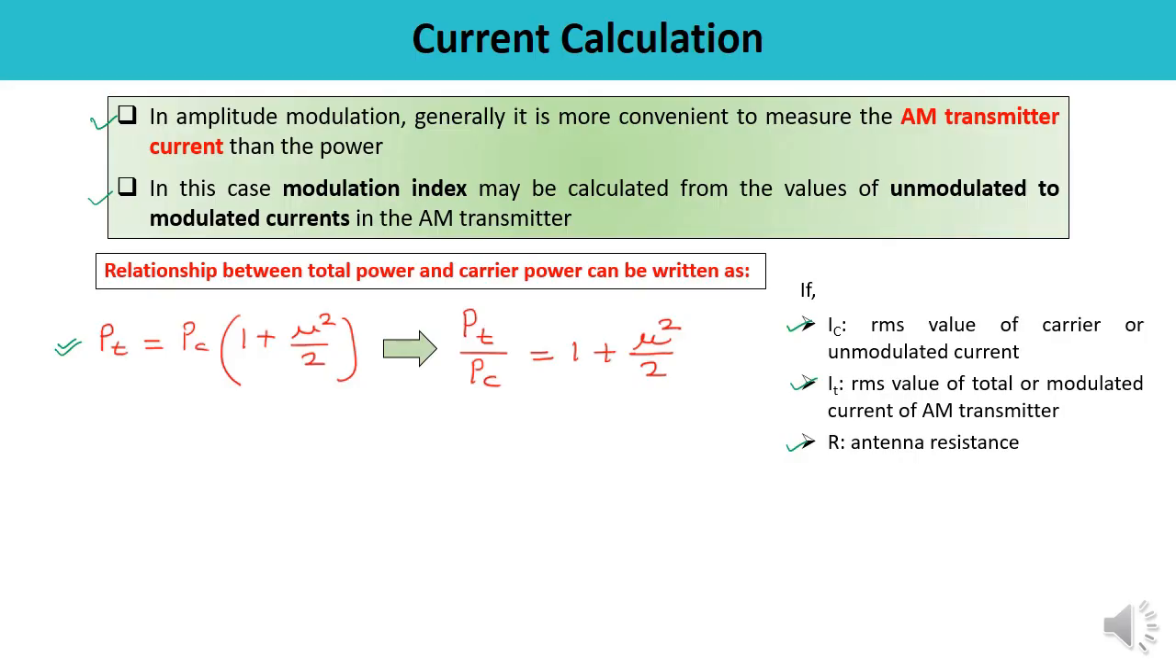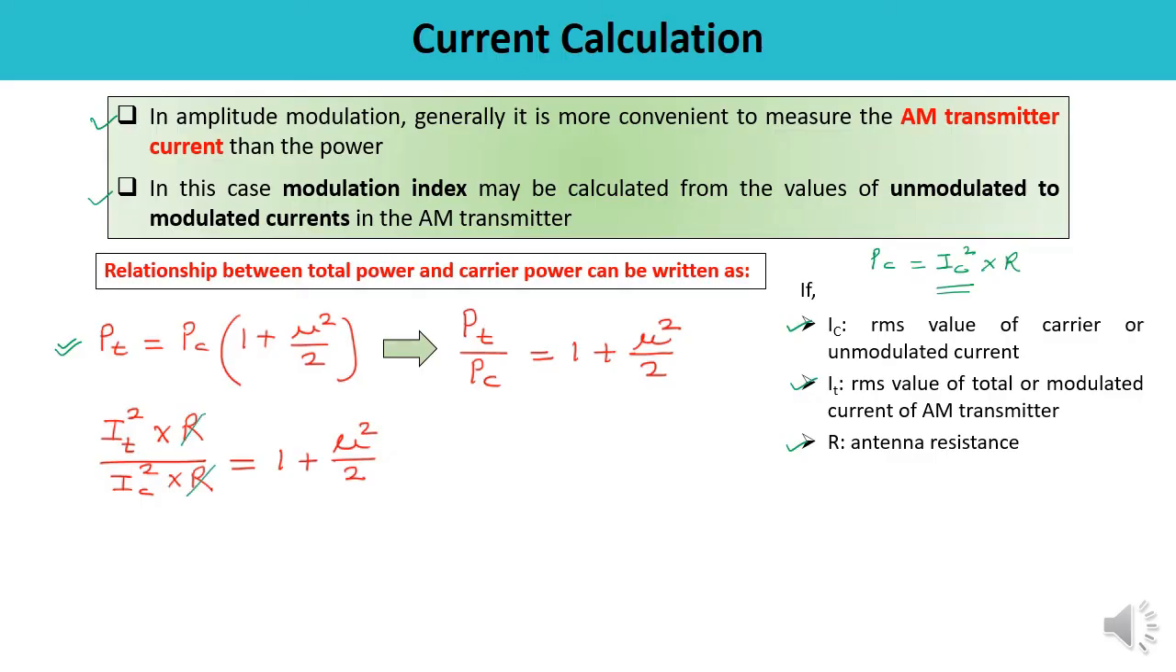Mu is the modulation index. If you write the total power in terms of the current and antenna resistance, PT is equal to IT square into R. Similarly, PC is equal to IC square into R. So utilize this relationship and substitute the values of PT and PC. You will get IT square into R upon IC square into R, which is equal to 1 plus mu square upon 2.